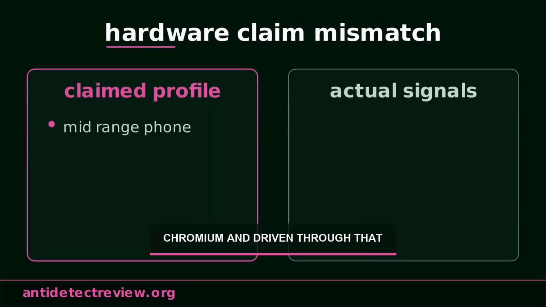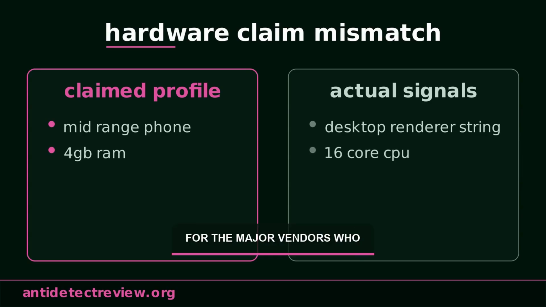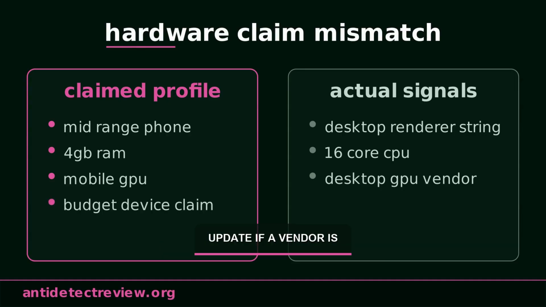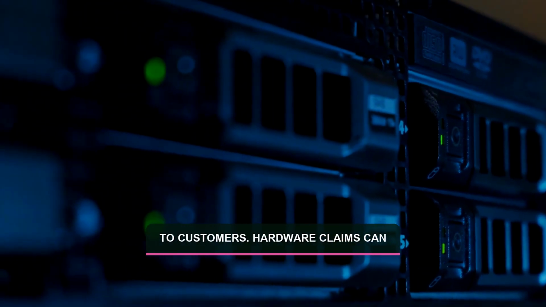Tools built on a modified Chromium and driven through that automation protocol have to specifically strip all of these markers out, every time. It is a solved problem for the major vendors who take it seriously, but it is also exactly the kind of thing that quietly breaks again after a Chromium version update if a vendor is not rigorously retesting every single release against known public detection scripts before shipping it to customers.